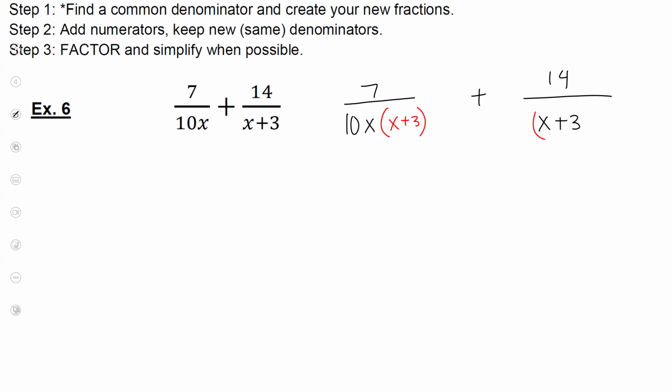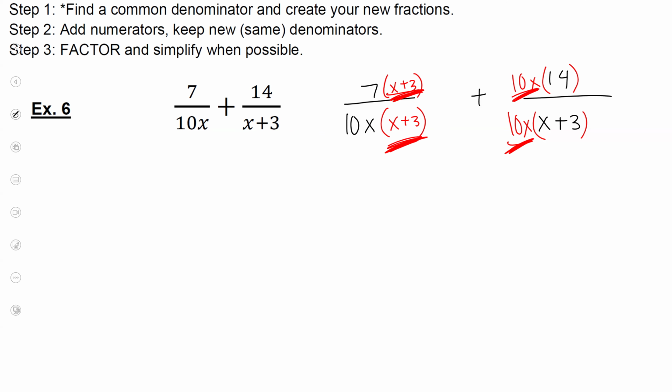What does this one need? A 10 and an x. Now do they match? Perfect. What you do to the bottom, you also need to do to the top. So I also need to put a 10x here. They have to match. Whatever you do to the bottom, you also do it to the top. So because I put a 10x here, I also need to put a 10x in the numerator. Because I put an x plus 3 down here, I also need to put an x plus 3 up here.